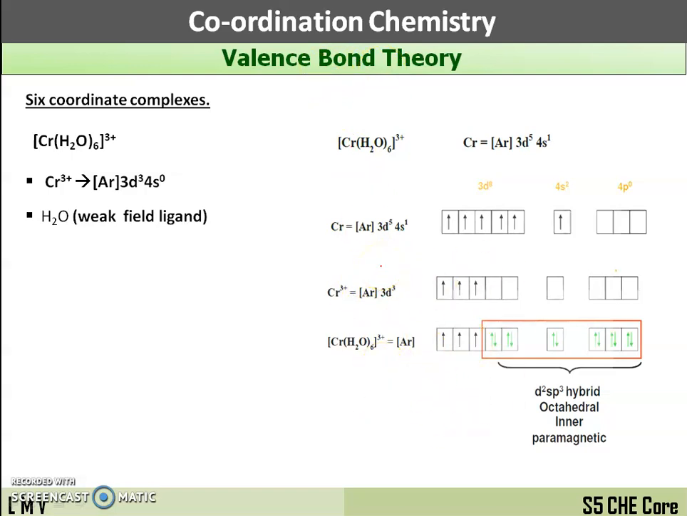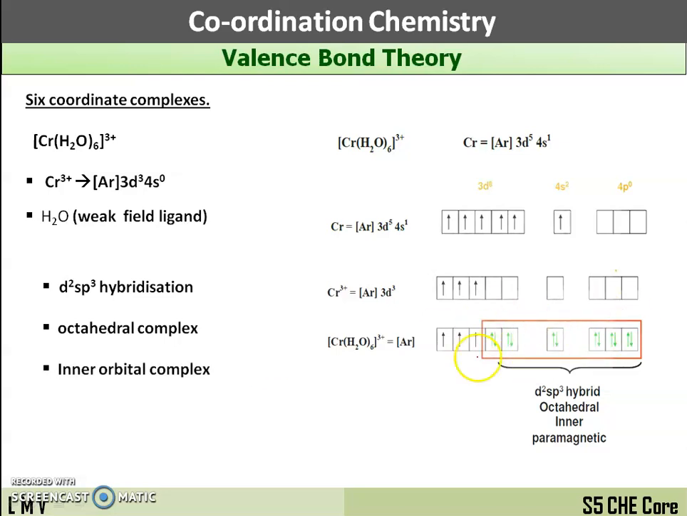So what are the points we can write here? We now know the hybridization: d2sp3. If it is d2sp3, the geometry will definitely be octahedral, so they form an octahedral complex. Then, is it an inner orbital complex or an outer orbital complex? This also we detailed in the last sessions. Since the inner d orbitals are involved in the hybridization, it is an inner orbital complex.